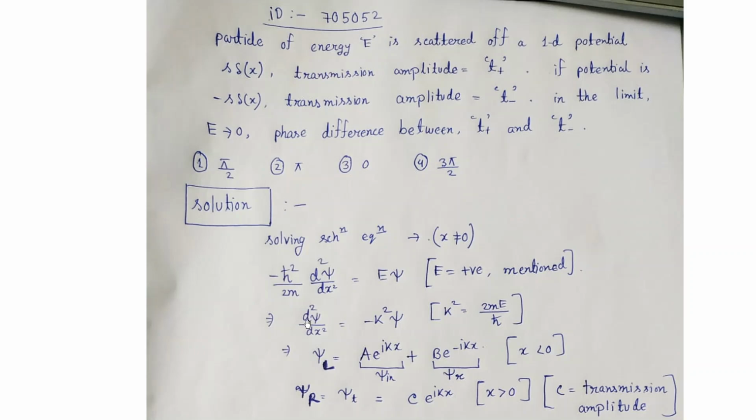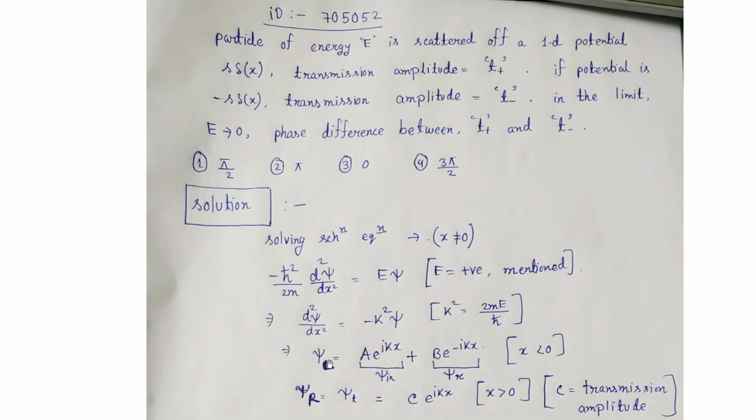Now, d2 phi dx2 is minus k square phi. In the previous case, when you do the bound state solution, this will be plus k square. Now it is minus k square, where k square is 2mE by h cut square. This kind of differential equation has two solutions superposed, e to the power ikx and e to the power minus ikx, where A and B are some amplitudes.